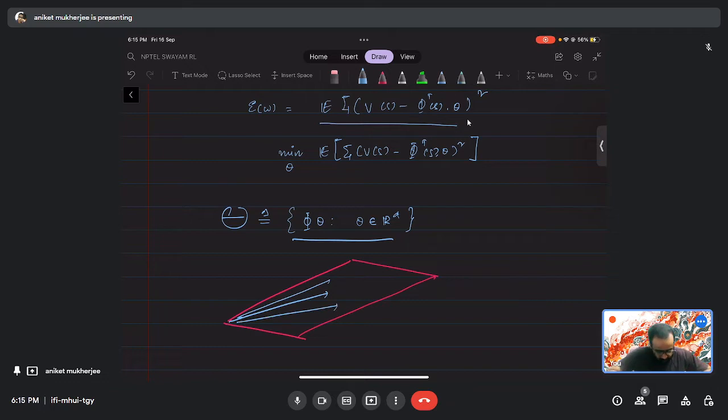So now, suppose this is the origin, and I have a value function at this point, which is not on the plane. So what I want is the optimal, which is the closest. The closest would be the perpendicular projection onto this linear plane. So I want the theta which gives me this vector.